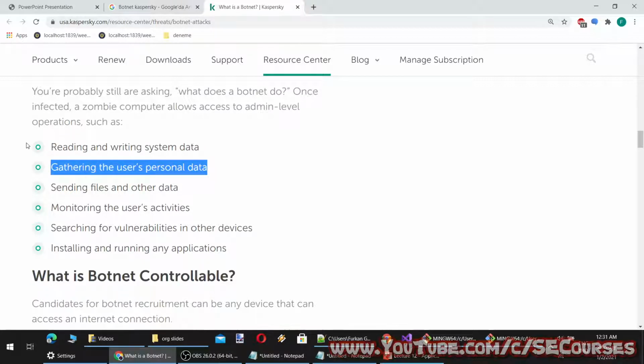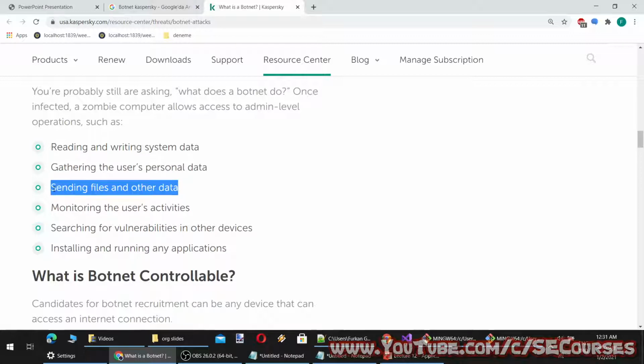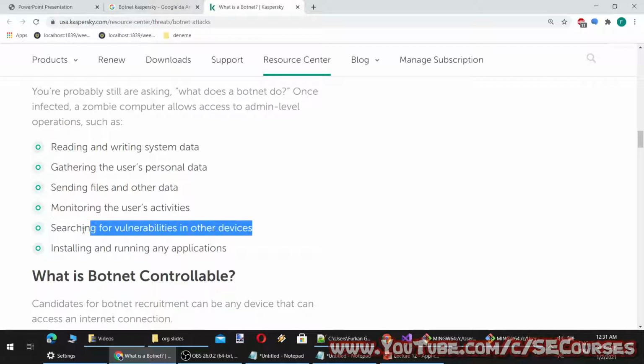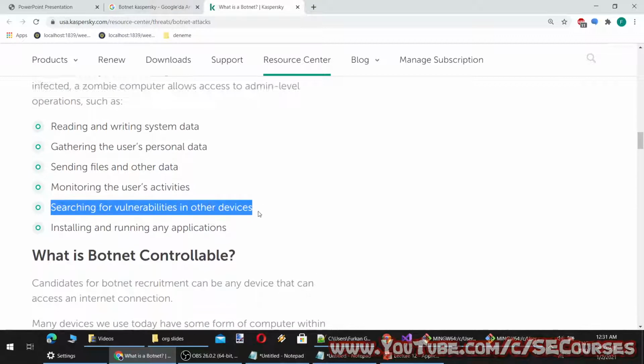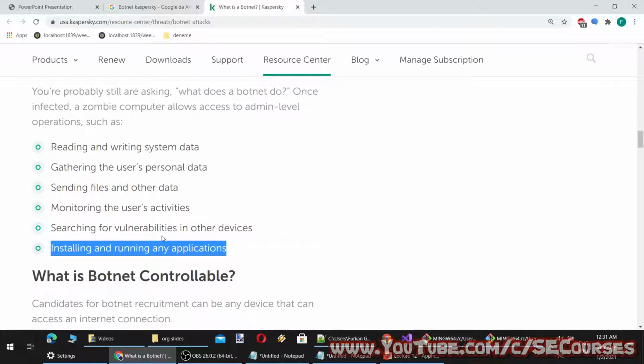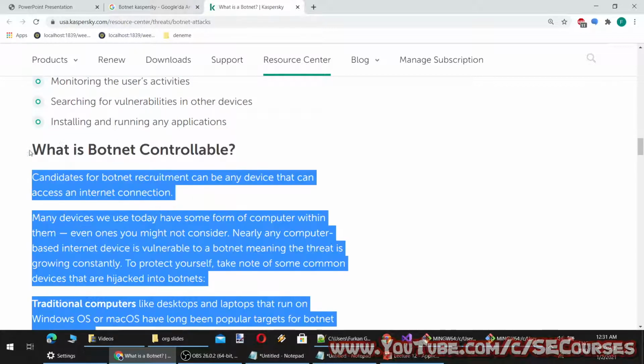Okay, so you see, reading and writing system data as usual, as expected. Gathering user personal data so they can use it against you. Sending files and other data: this may be used to infect other people's computers. Monitoring users' activity: this is espionage, as you can see. Searching for vulnerabilities in other devices that are connected to your network. Installing and running other applications.